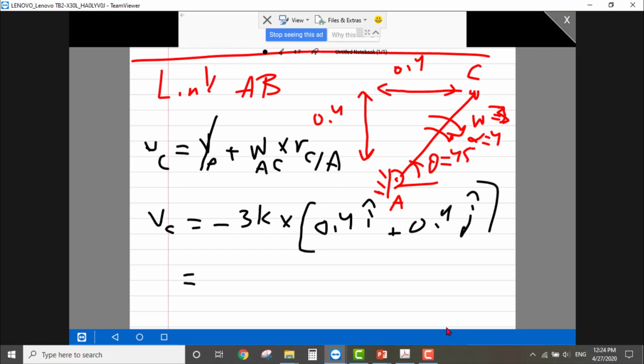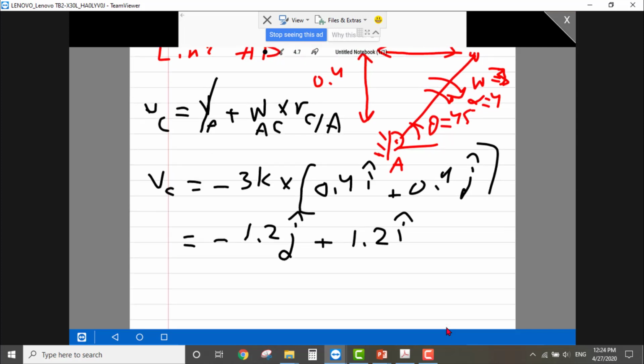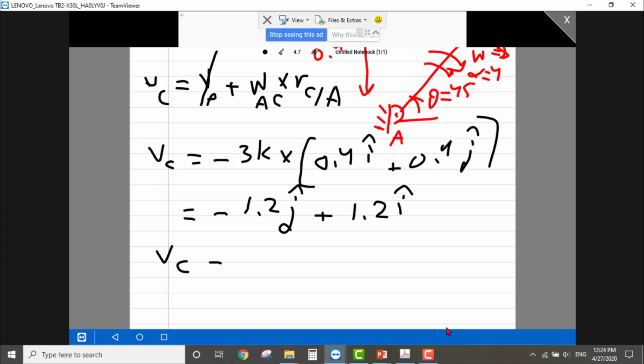And the answer is, so we have a minus sign, so minus k multiplied by I, k cross I is positive, so we'll keep the minus sign, and this is 1.2 j. Now k cross product j is minus, and we have minus, then we have positive 1.2 I. So as we expect, VC has two components, one in the positive I direction and one in the negative j direction. So 1.2 I minus 1.2 j.